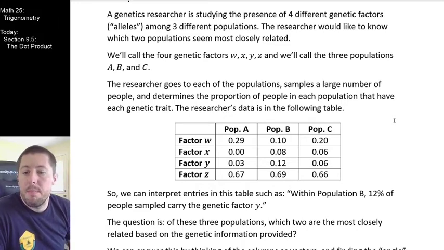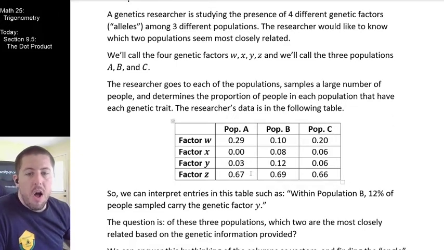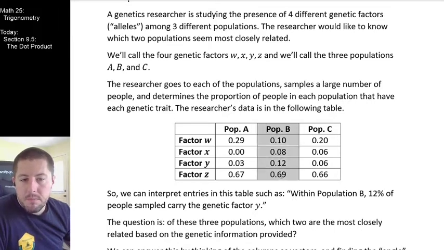So we're going to sample a large number of people from every population, and we're going to determine the percentage or the proportion of people that actually had that genetic feature, right? This is all collected after all the sampling was done for all of the genetic factors across all the populations. Here's the final result. So we can interpret entries in this table, such as within population B, 12% of the people that were sampled carried the genetic factor Y, right?